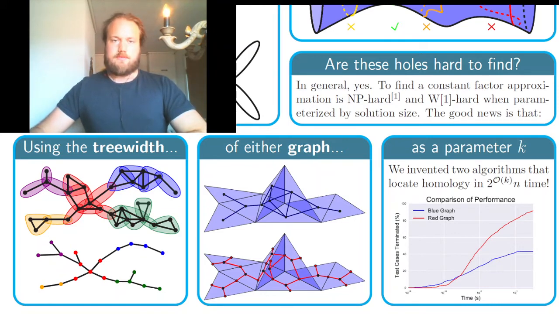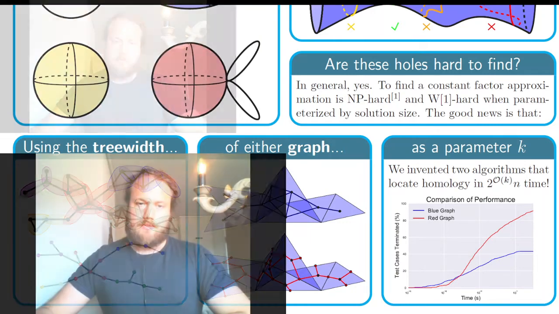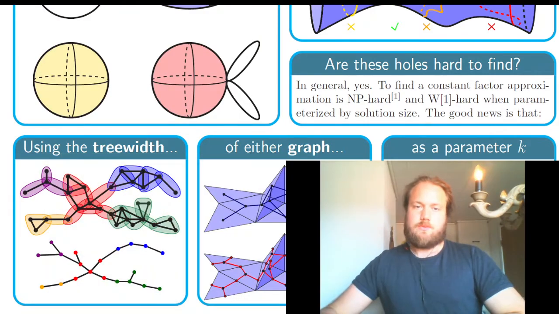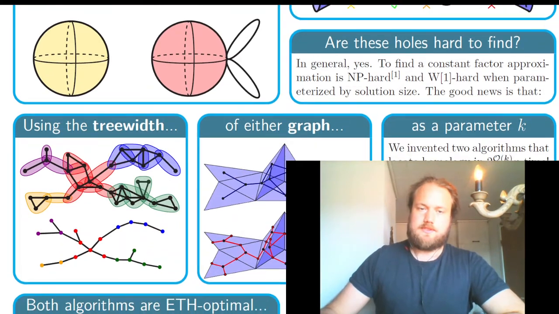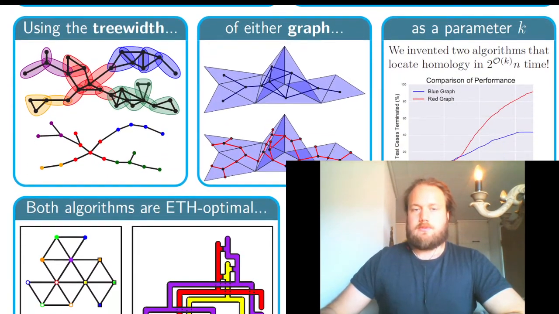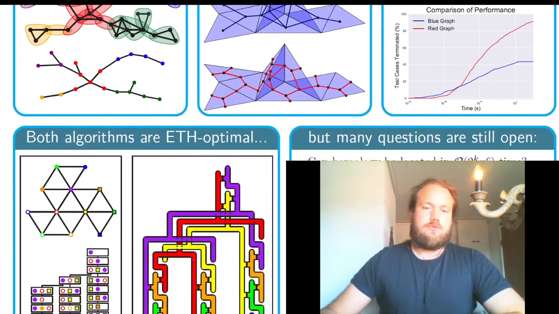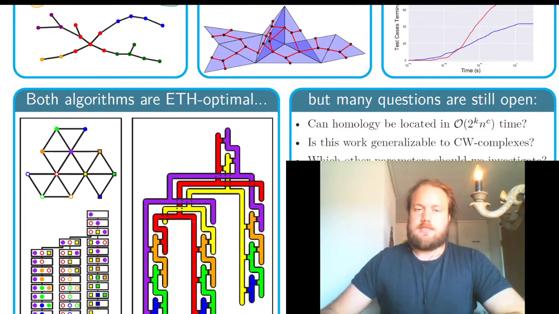Despite the significant difference in runtime when implemented, both algorithms are actually ETH optimal. This means that unless the widely believed exponential time hypothesis is false, it is only possible to make better algorithms that improve the number in the base of the exponent in the runtime of these algorithms.